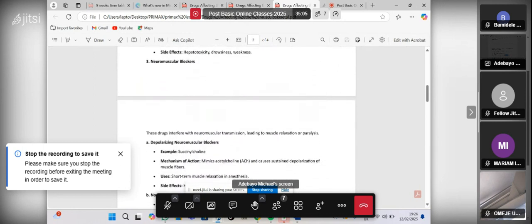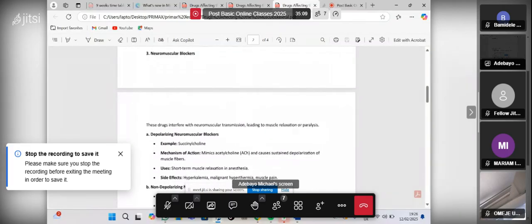So we have some of them here. And one of the most important and common examples is, sorry, what is it called? Let me check. Succinylcholine, yeah, succinylcholine. It's very, very important. If you forget anything, don't forget succinylcholine.